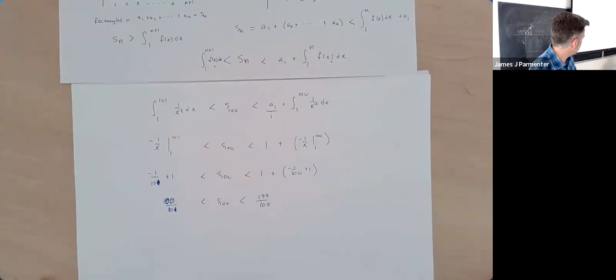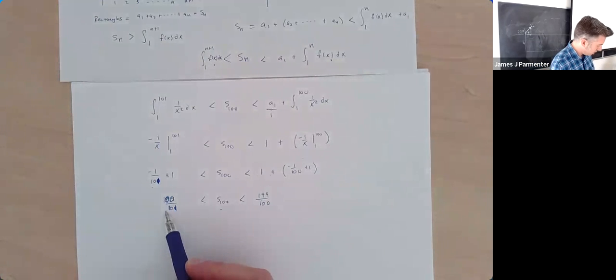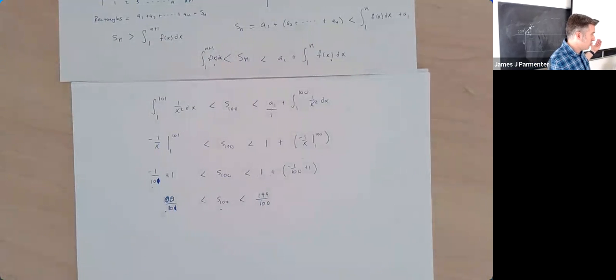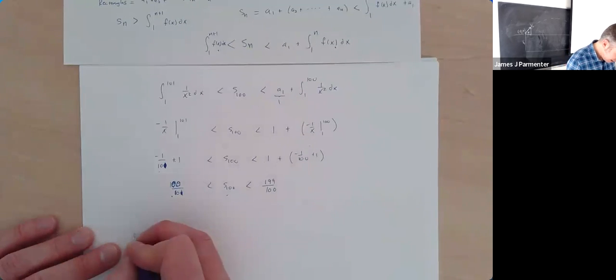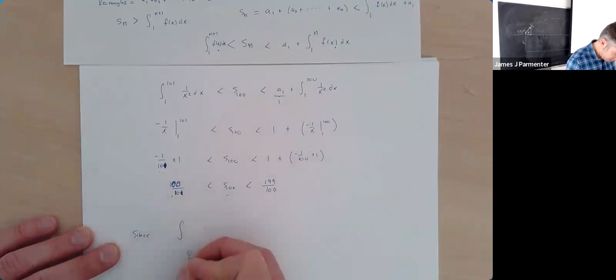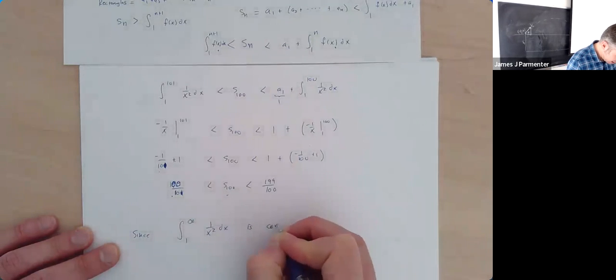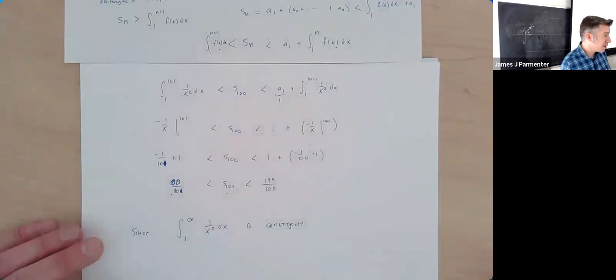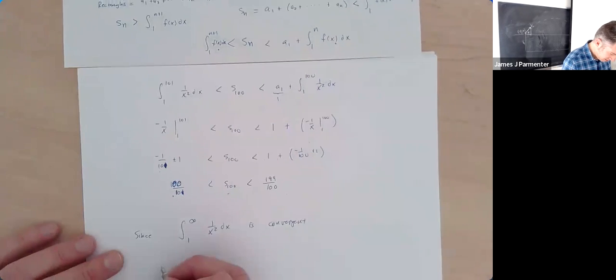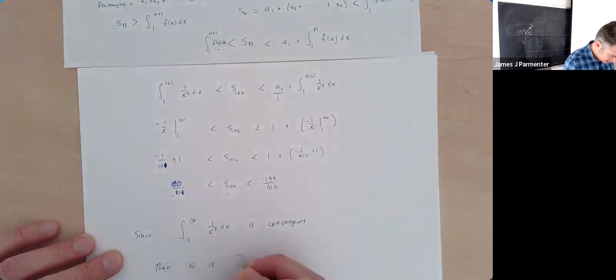So what we're saying here is that our 100th partial sum is somewhere between 100 over 101 and 199 over 100. It's not a very tight range. Essentially, we're between 1 and 2. But we can then kind of see what's going to happen as we go on and on and on. So the idea here basically is that since this integral from 1 to infinity of 1 over x squared is convergent, which we learned about in 21b, then so is the sum from n equals 1 to infinity of 1 over n squared.